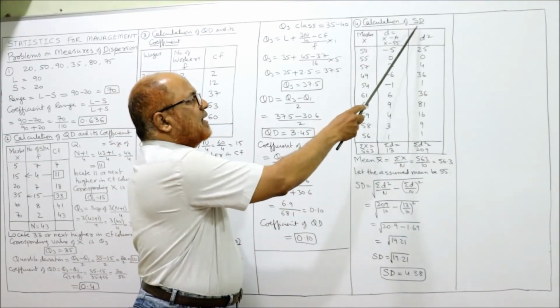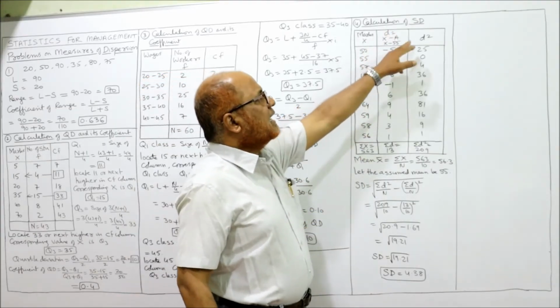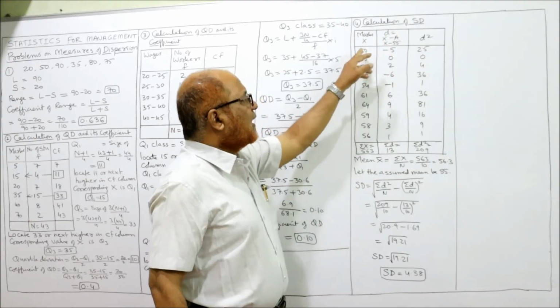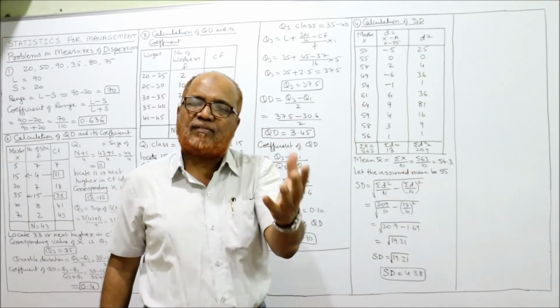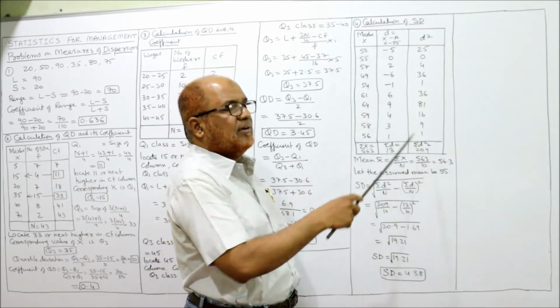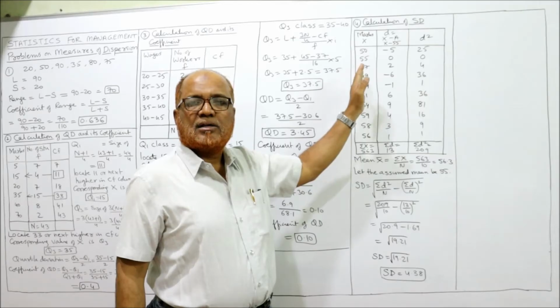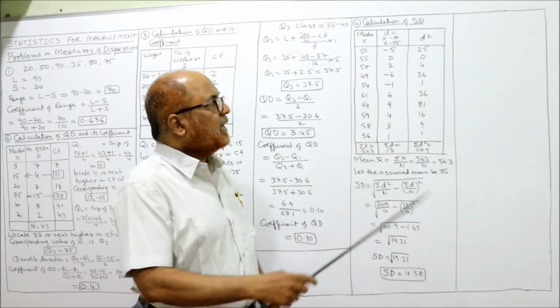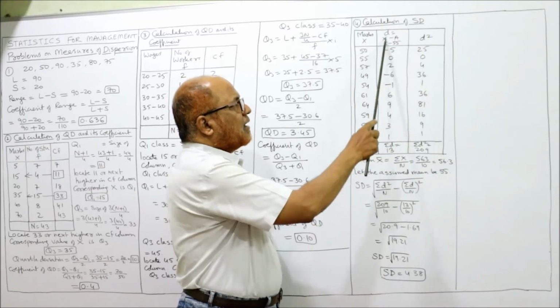First of all, calculation of standard deviation. Marks. The marks are given. Though don't copy this D and D square. First you find the mean value, whether you are getting the mean in whole number or fraction. Afterward you calculate the deviations. The deviations depend on mean. So at the beginning only draw one column, marks. Remaining space you keep it blank.